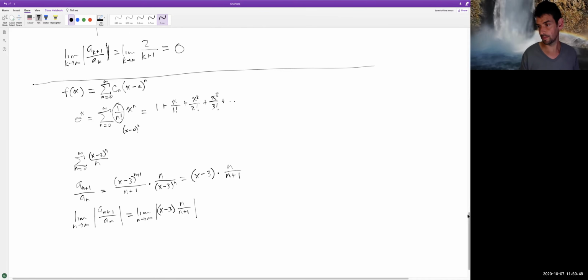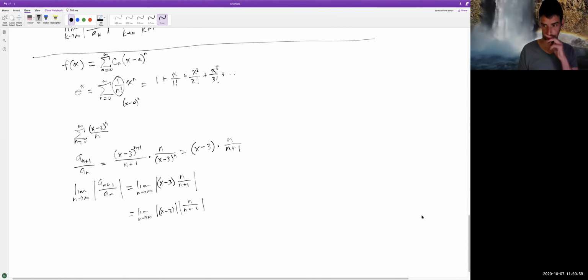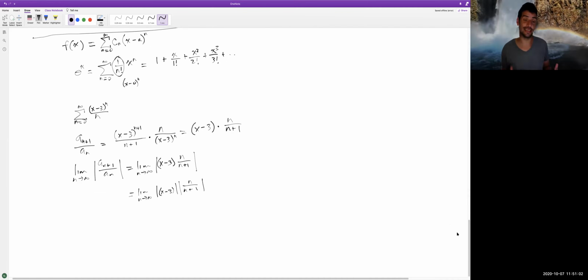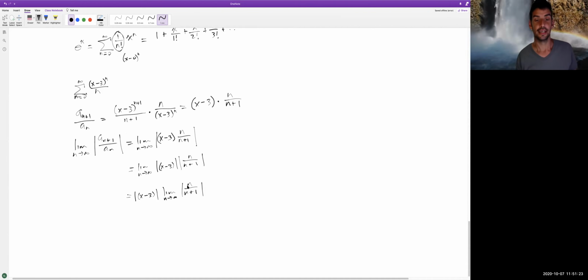Let's do one piece of algebra with absolute values. I can split this apart into 2 absolute value quantities. x minus 3 doesn't change as n changes. We might put in different values of x, but changing n doesn't change those values of x. So as far as this limit is concerned, x minus 3 is a constant, and constants slip out front. We've got n over n plus 1. Well, this is an easy enough limit to take. n over n plus 1 has a limit of 1. So our limit in the end is just the absolute value of x minus 3.